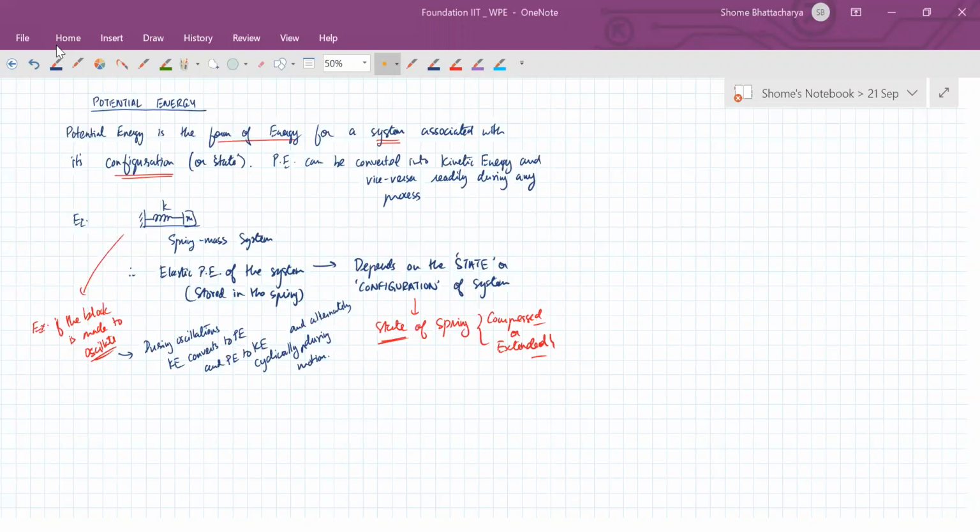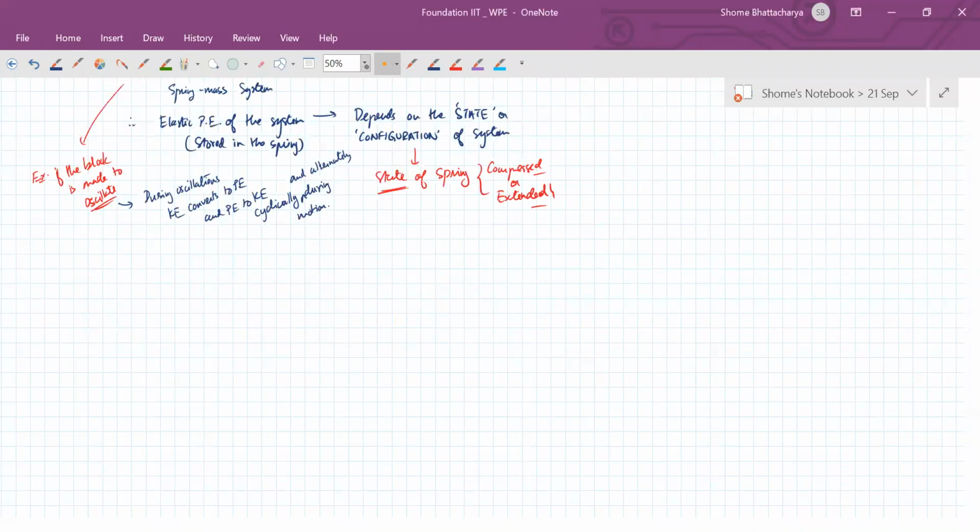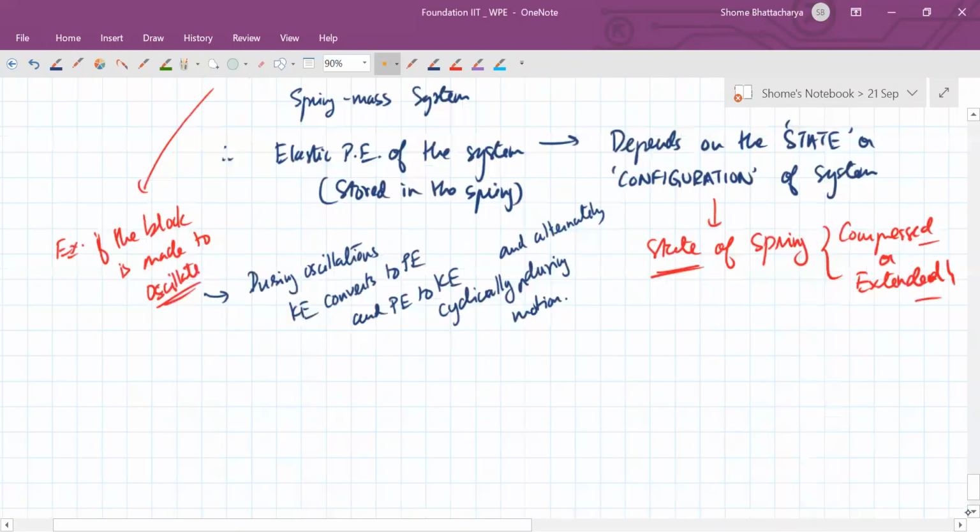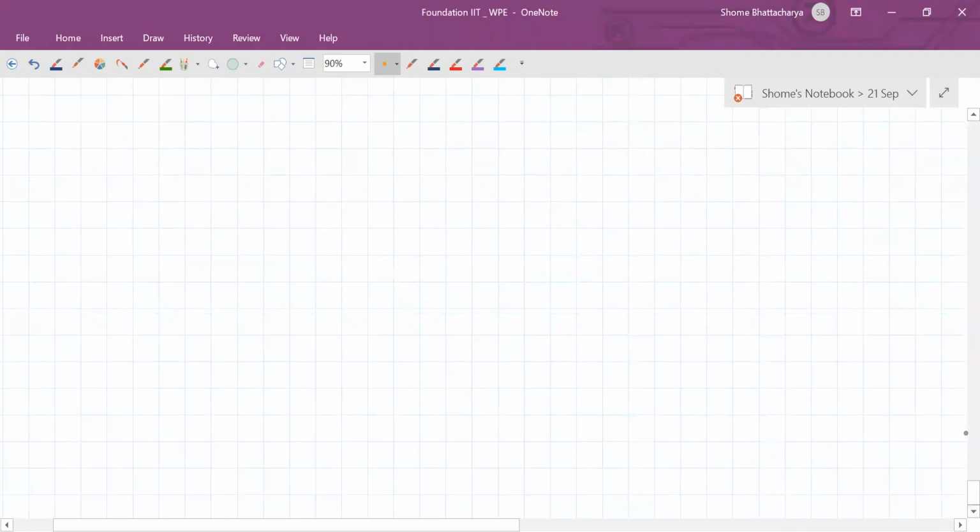Okay, now some formulae of potential energy. There are a few particular types of formulae that we have to know, so different types of potential energy.